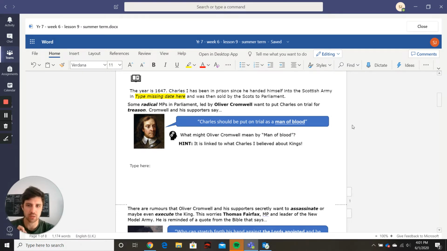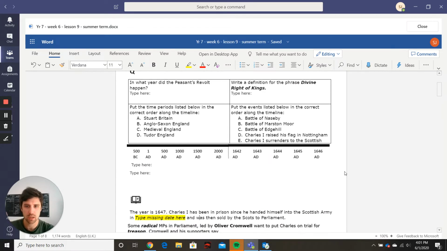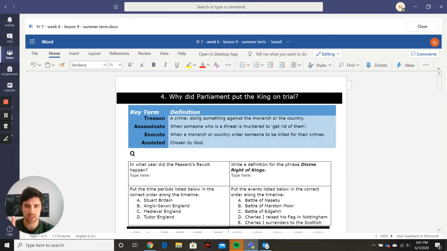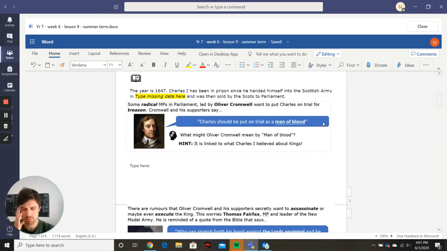Some radical MPs in Parliament, led by Oliver Cromwell, want to put Charles on trial for treason. Remind yourself what radical means, go back to the knowledge organiser if you need to. Not sure what treason means, go back to the start: it's a crime, doing something against the monarch or the country. See, it sounds weird. How can the monarch do a crime against himself?